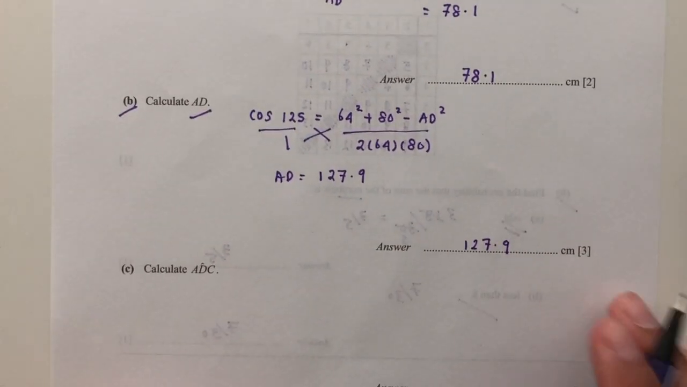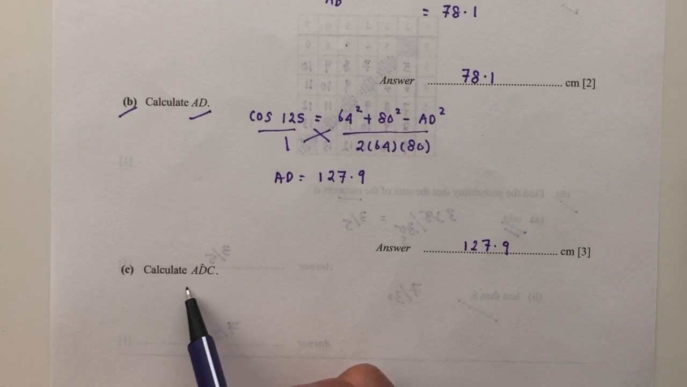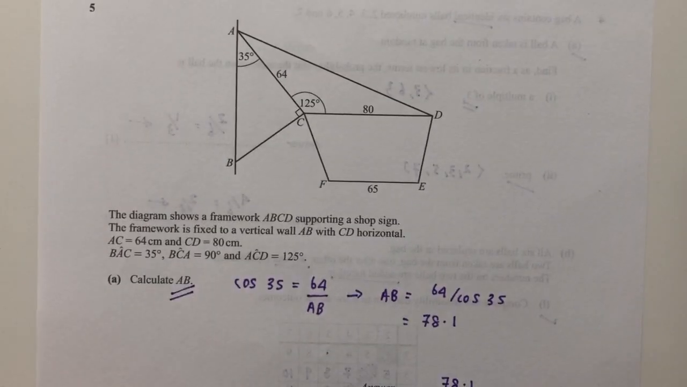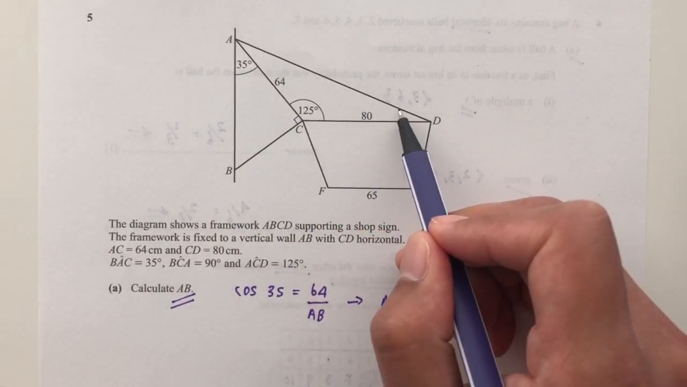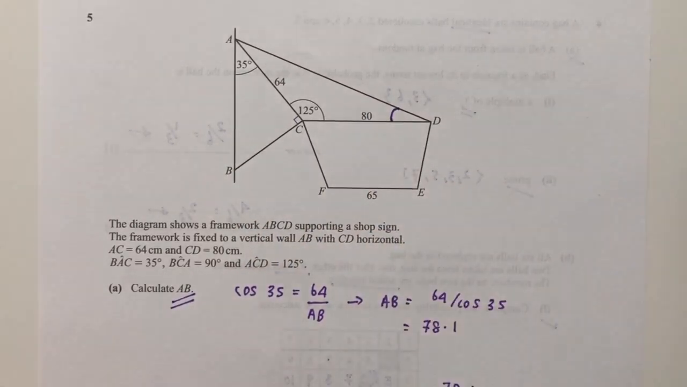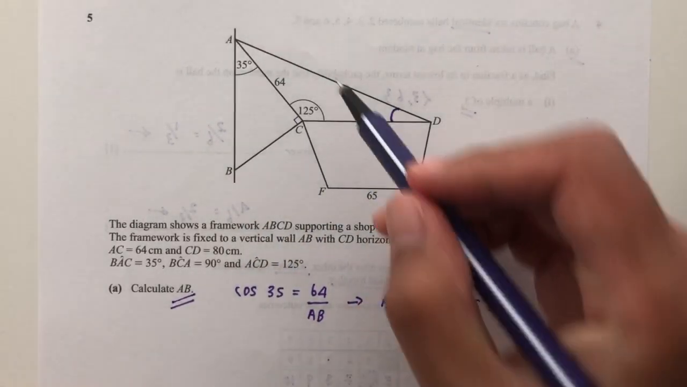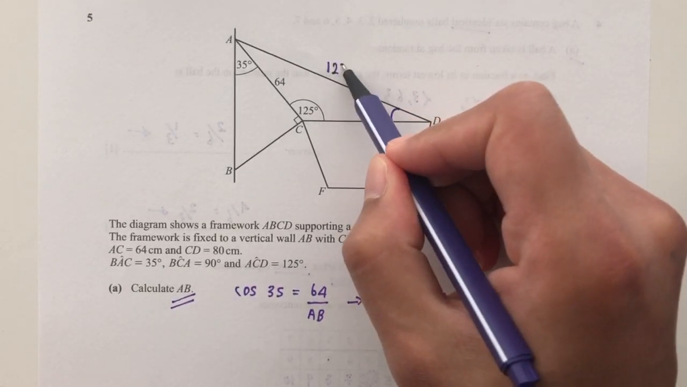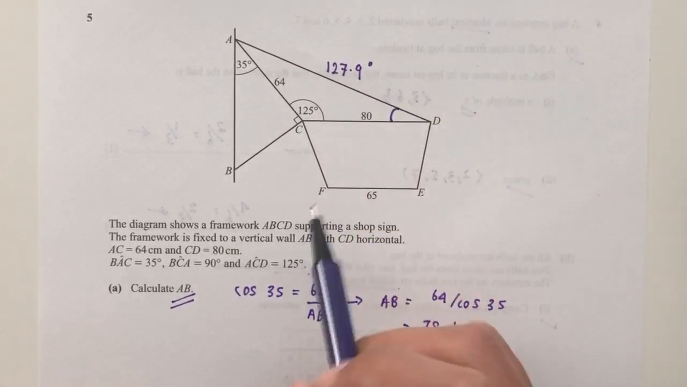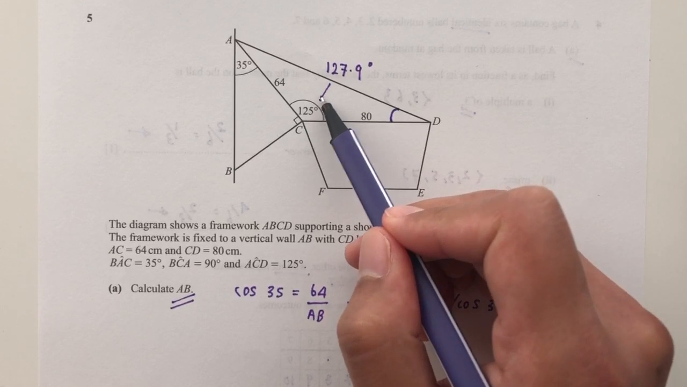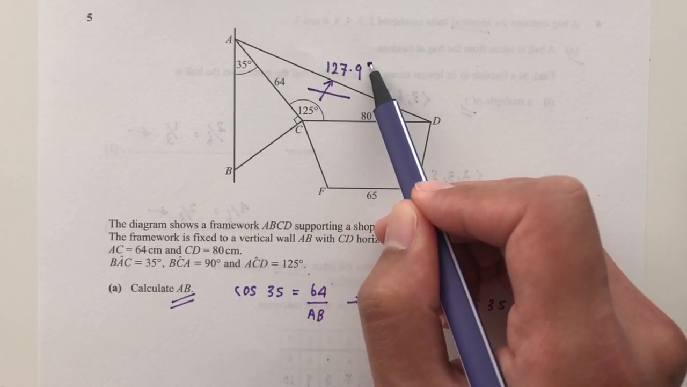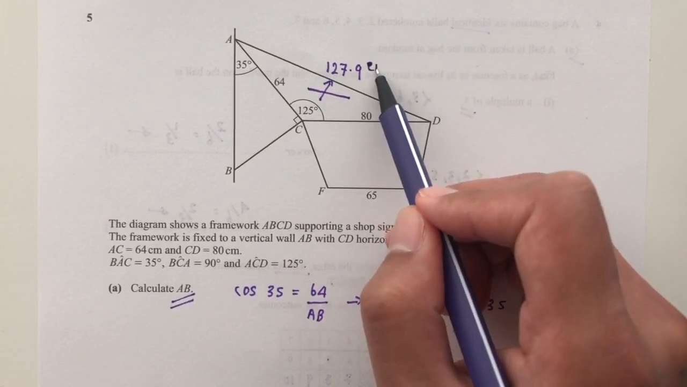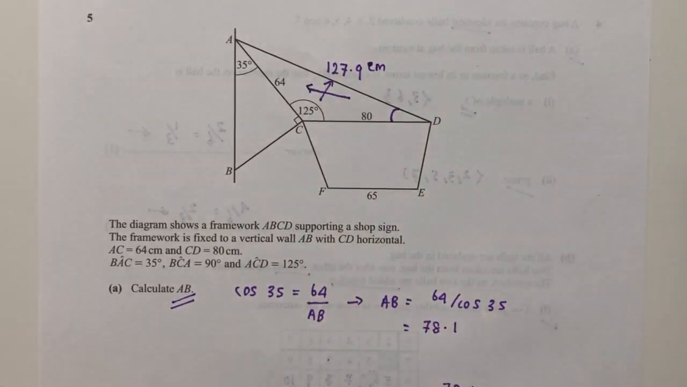Now part C, calculate this value ADC. So find this angle. Since we know this side already, it is 127.9 centimeters, we can use the sine rule.